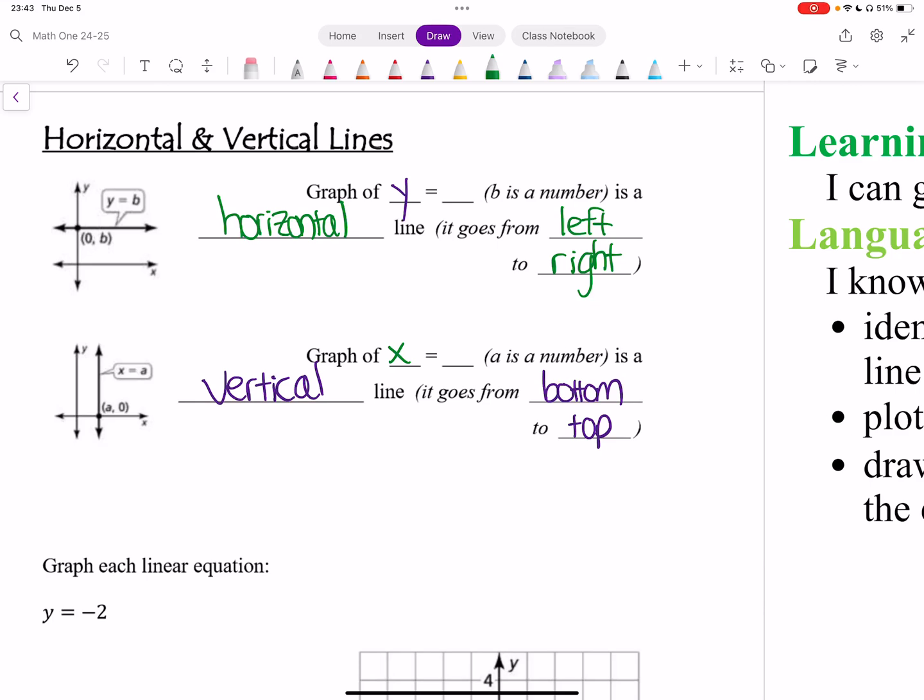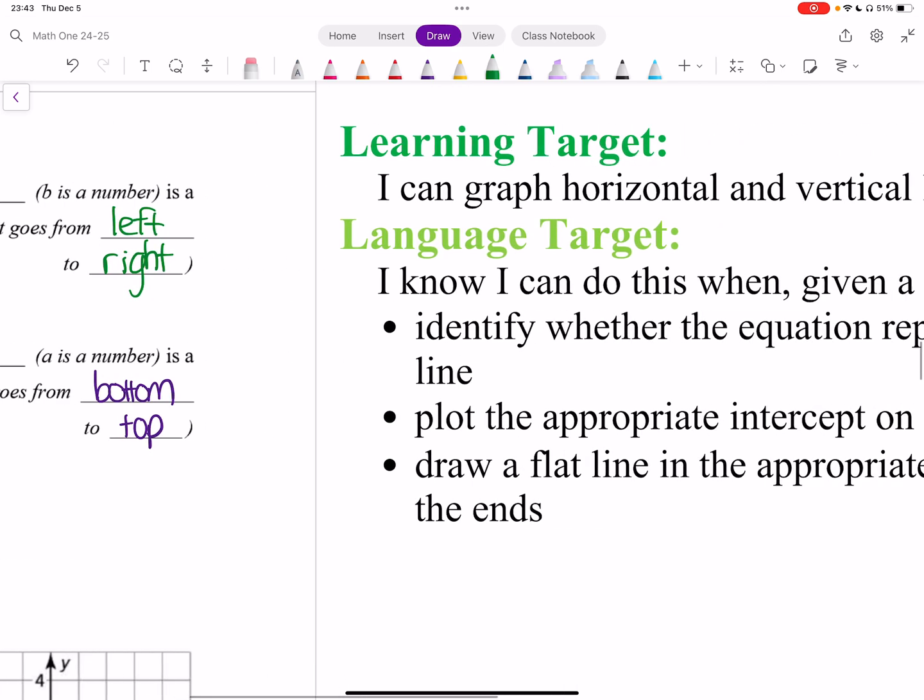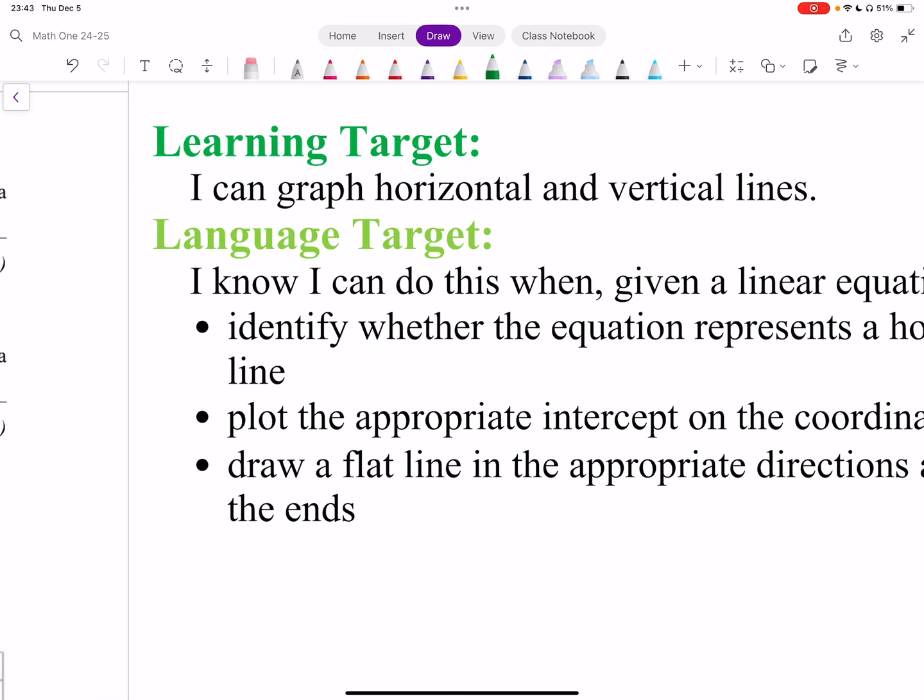In this lesson, I'm going to demonstrate how to graph horizontal and vertical lines from equations. The learning target states, I can graph horizontal and vertical lines.